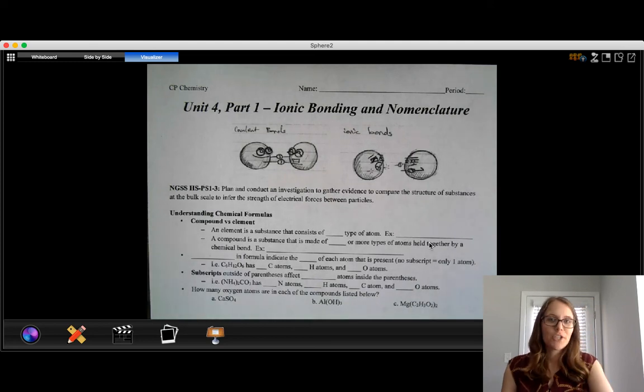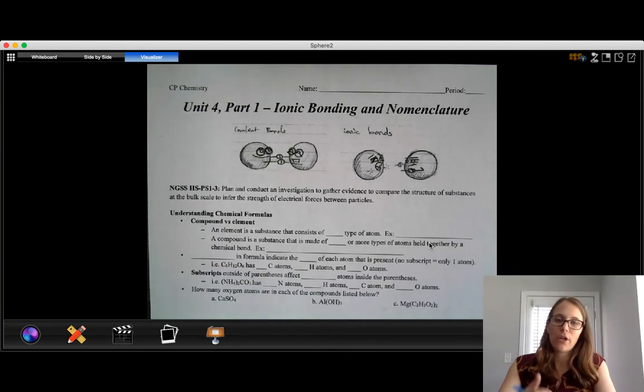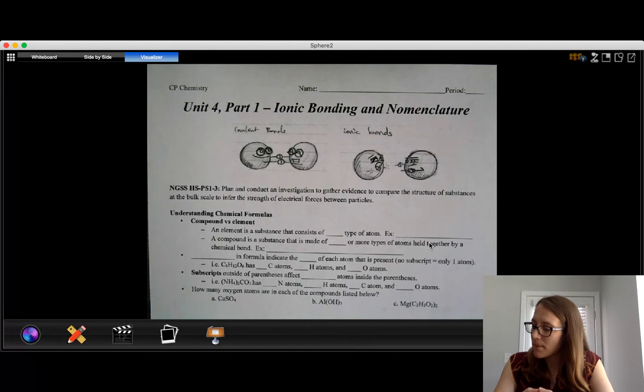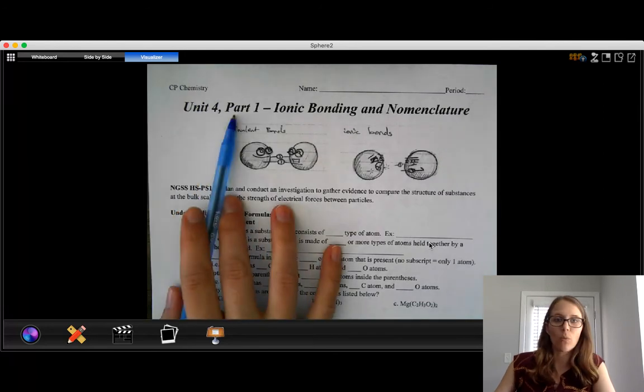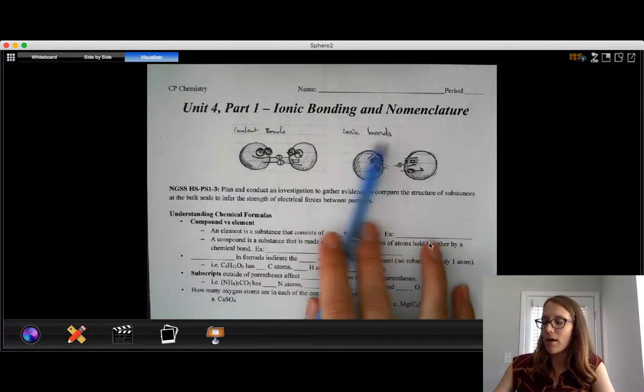So this is the first page of the Unit 4 notes. In this unit, we're going to look at bonding, specifically ionic bonds. There's a picture at the top here that shows the two different main types of bonds that we're going to focus on. In part 1 of Unit 4, we focus on ionic bonds.